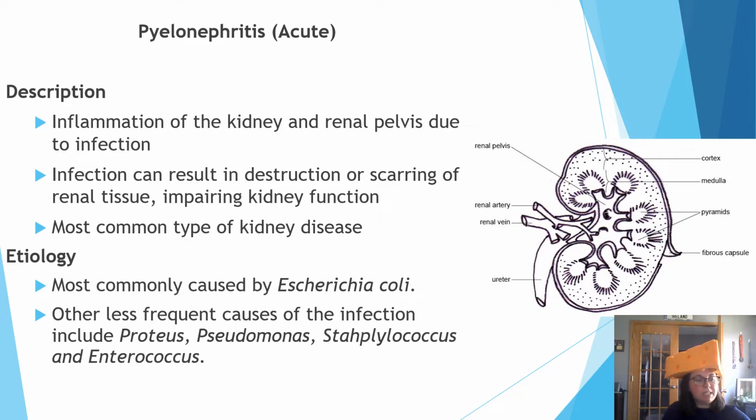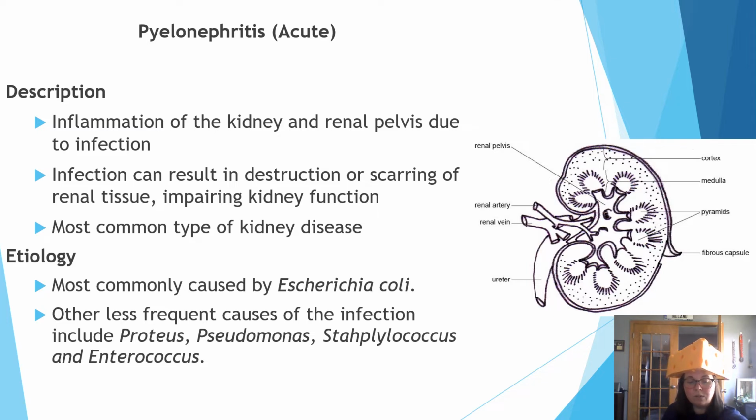All right, moving on to the kidney. Pyelonephritis, in its acute form, is the inflammation of the kidney and renal pelvis due to an infection. I hope since you have all done your reading that you are familiar with the kidney anatomy. As a refresher, here's a crude diagram of the inner workings. Please take the time now to locate the renal pelvis. This infection can result in the destruction or scarring of renal tissue, impairing the kidney's function.